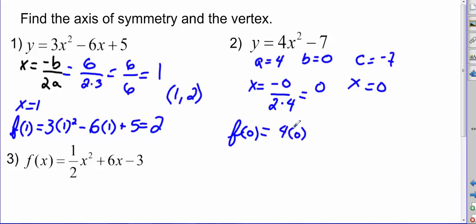All right, so we have 4 times 0 squared minus 7. We could tell pretty quickly we're going to end up with a negative 7. So we plug this in as a point, and this is going to be where the vertex of our parabola is going to be. We know it's going to open upward as well because A is positive, so let's remember that. That is how we evaluate the vertex, and that is how we evaluate the axis of symmetry. Let's move on to number 3.